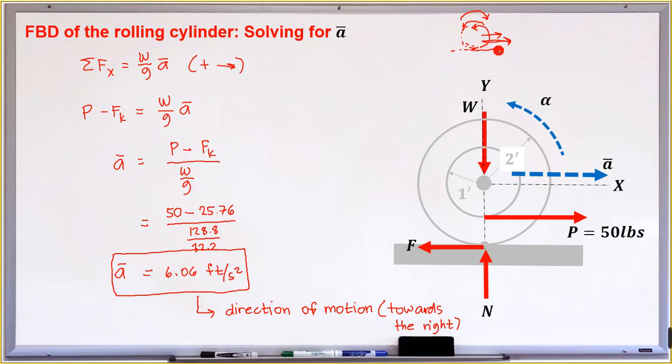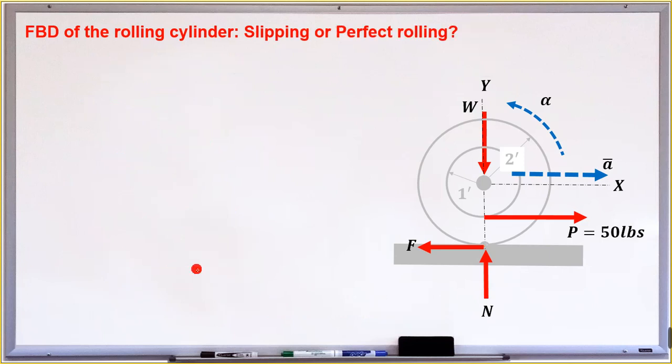That happens because there is friction. If it did not have friction, then this P would not be enough, no, to translate our solid cylinder towards the right. But since we have a contact point, therefore with a 50-pound force acting towards the right, it is enough to translate this solid cylinder at a rate of 6.06 feet per second squared. So that is to the right.